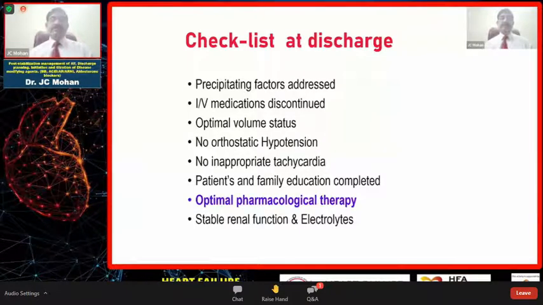Patient and his family have been well educated about all aspects of heart failure. Optimal pharmacological therapy has been initiated at discharge, or there is a definite plan how to initiate it in case it is not optimal at the moment. And of course, stable renal function and electrolytes have been achieved.